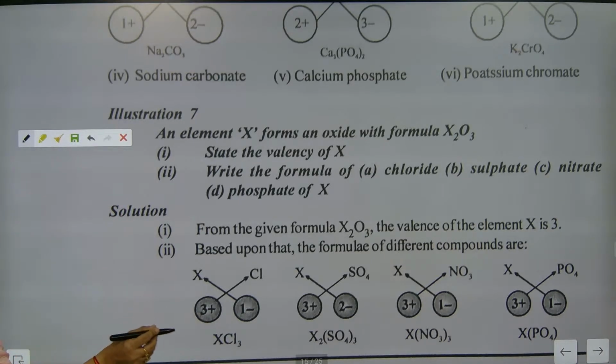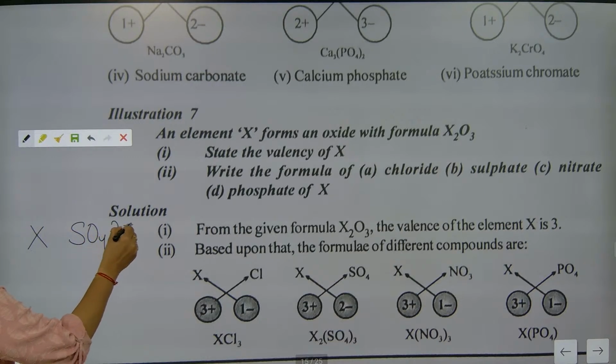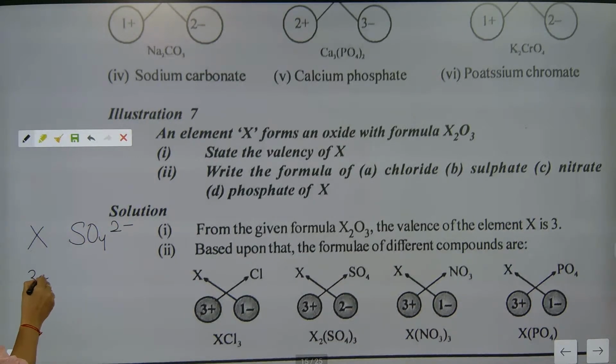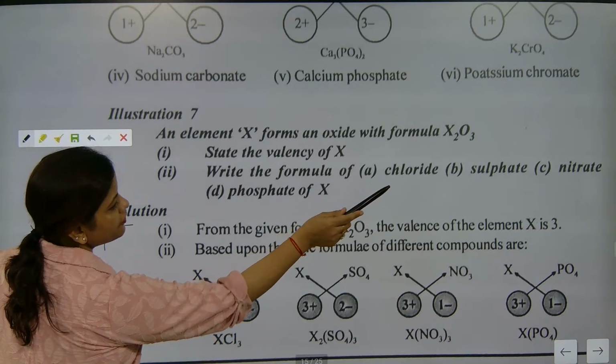Now sulfate. When we are talking about sulfate, it is SO4 2 minus. So this is 3 plus and this is 2 minus. Now this will come as X2(SO4)3. Done. So this is sulfate.